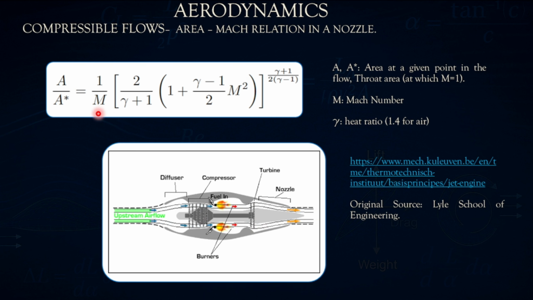Now, for this formula, A over A star, where A star is the area of the external nozzle, okay? A is the area at any given point within the flow, and is equal to 1 over M, where M is the Mach number, multiplied by 2 divided by (gamma plus 1), gamma is the heat ratio, multiplied by 1 plus (gamma minus 1) divided by 2 M squared, all of that except 1 over M on the outside, to the power of (gamma plus 1) over 2 times (gamma minus 1). This gives us the Mach relationship to the area of the nozzle and to the area at any given point within the flow.